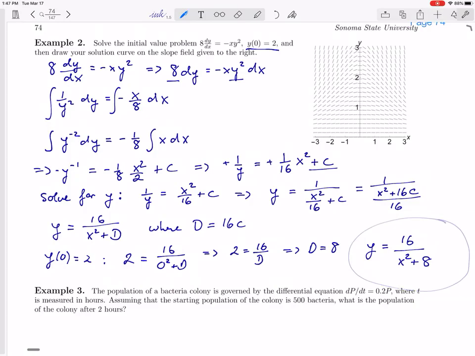We were also asked to draw what this function would look like in our slope field, and our initial condition again was y of 0 equals 2. So x equals 0, y is equal to 2. We have to go through that point, and if I follow the slopes carefully, I get something like this. Doesn't look that great, but you can do it more carefully on your copy.